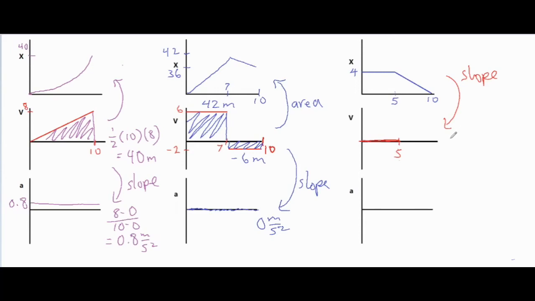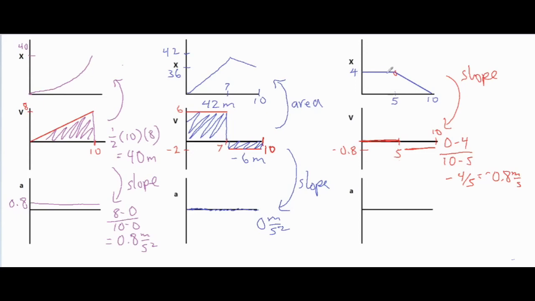It ends at a position of 0, and it started at a position of 4 over here, and then ended at a time of 10, and it started at a time of 5. So that is negative 4 over 5, or negative 0.8 meters per second. So I could put a flat line here up to 10, and I'll say that is negative 0.8.